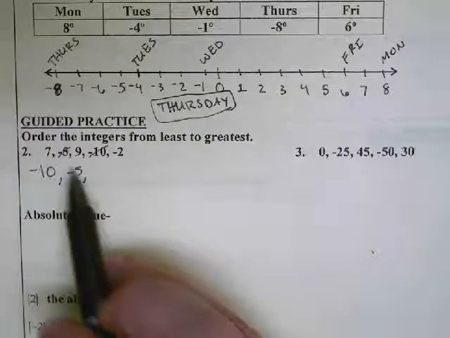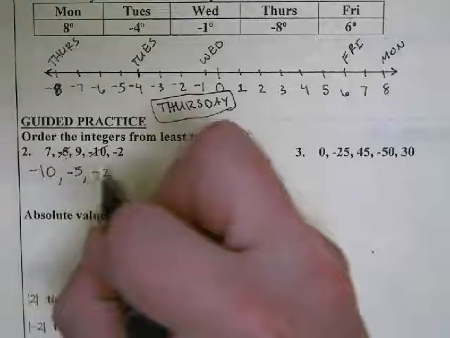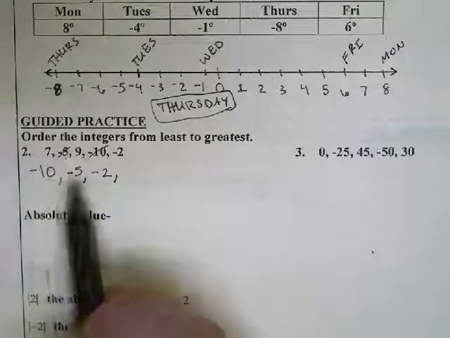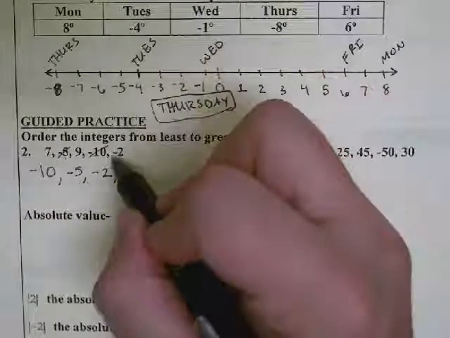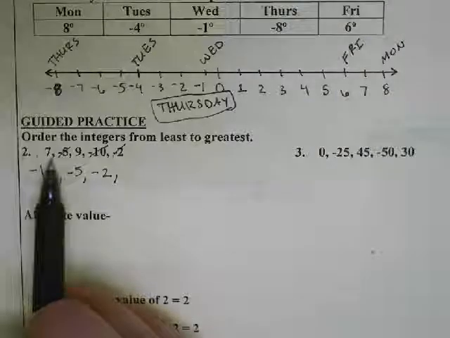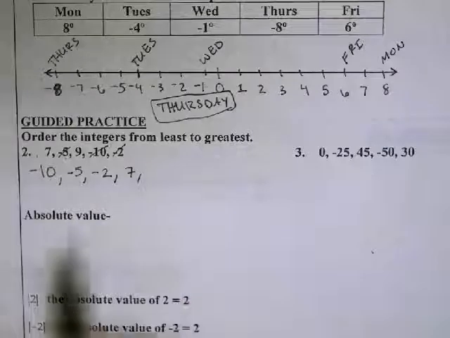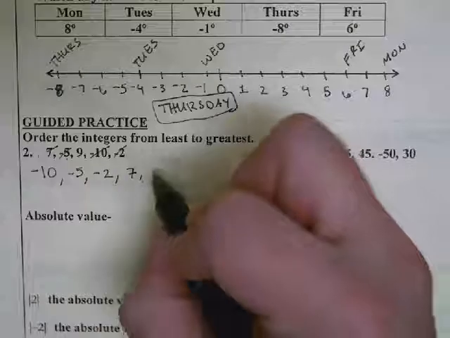Then after negative 5 will be negative 2. And now that we're done with our negatives, we'll start counting upwards using our positives. So after negative 2, we'd have 7, and then we'll end it with 9.